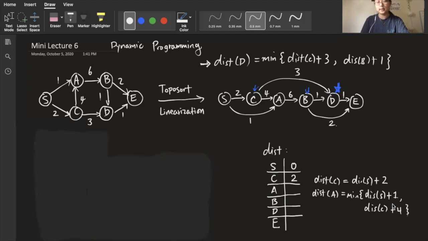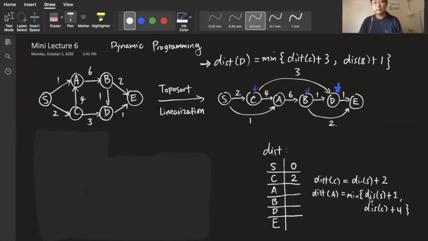Right. And I already know what the distance to S and C is. We already calculated this. And the magic here is that regardless of what node I am on right now, I can always look at the nodes that came before, and those are the only paths that lead to the current node. That's the whole magic of linearization. You don't have any edges that lead backwards.